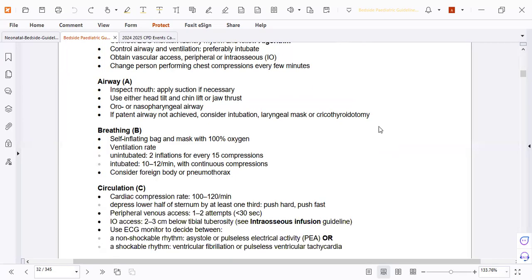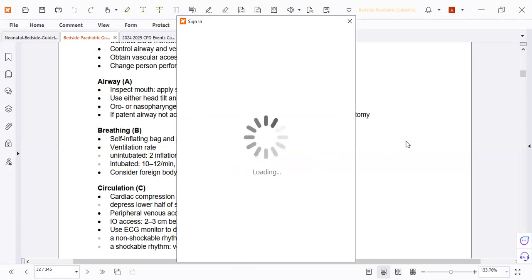So in terms of airways, you have to inspect the mouth, have a look in the mouth, if there's anything there, okay? Apply suction if necessary. Use either head tilt and chin lift or jaw thrust. That's what we know so far. Or nasopharyngeal airways is important. If you have one, just place it. Okay, once you make sure that the mouth is clear. Okay.